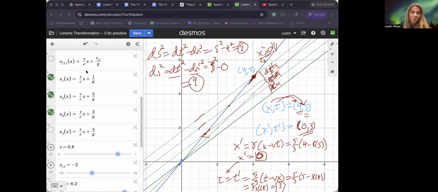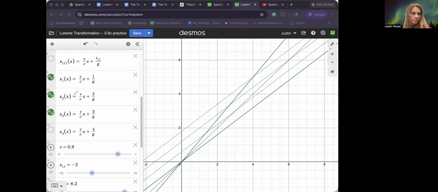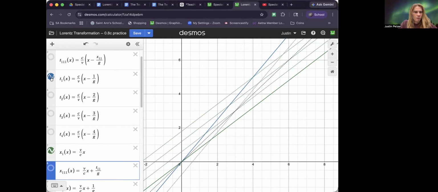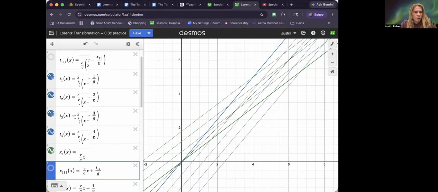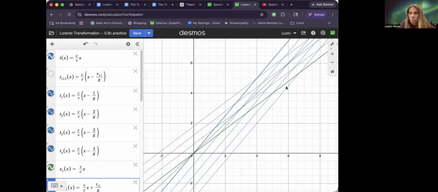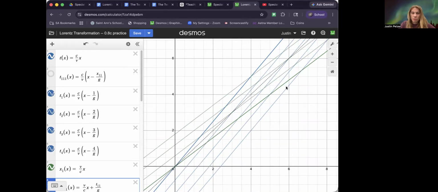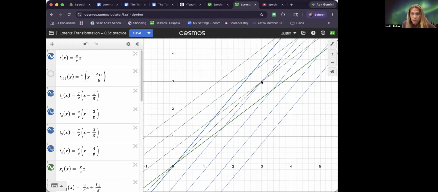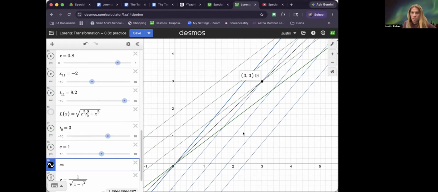Oh, that's so good, right? Let's do one more. So I'm going to do a point 3, comma 3. If we graph the other axes, meaning we graph the time axes, the space axes, x prime equals 1, x prime equals 2, x prime equals 3. And I'm going to zoom in on this point here, 3, 3.